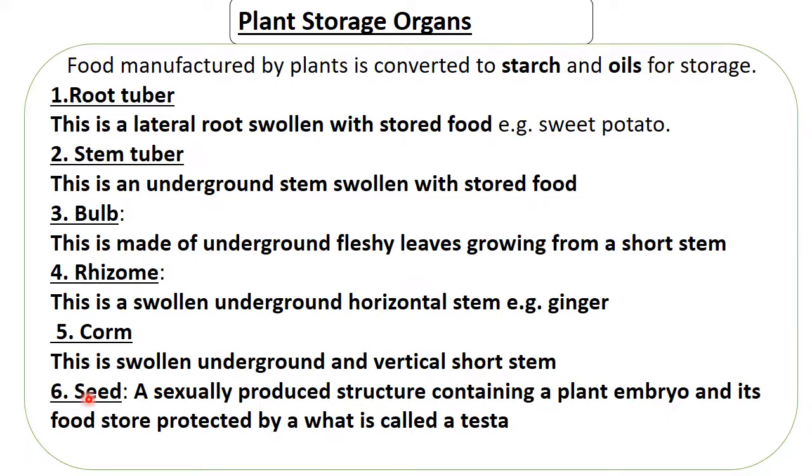Finally, we have a seed. A seed is defined as a sexually produced structure containing a plant embryo and its food store protected by what is called a testa. In any seed, there are two things. There is a plant embryo, which is a baby plant which is going to grow, and also there is food stored there. The cover of a seed is called a testa. We're going to take a look at this later in detail, but for now, just know that a seed is also a storage organ. So we have these 6 storage organs: root tuber, stem tuber, bulb, rhizome, culm, and the seed. What is expected of you is to be able to identify or define these, and if possible, give some examples such as sweet potato for a root tuber.